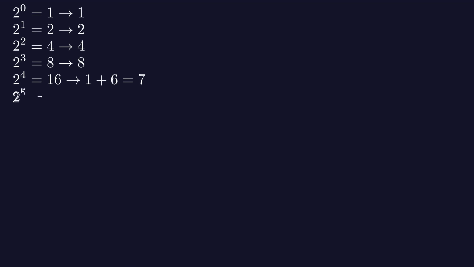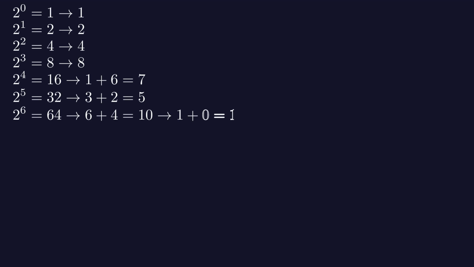Now, let's look at the sum of digits of the powers of 2, and we are going to be summing until we get 1 digit. The first 4 powers are all 1-digit numbers. 2 to the power of 4 is 16, so we get 7. The 6th power is equal to 64. After summing the digits we get 10, so we add the digits again and get 1.